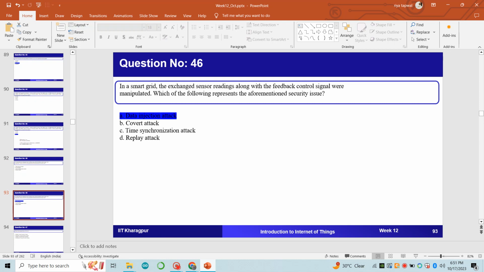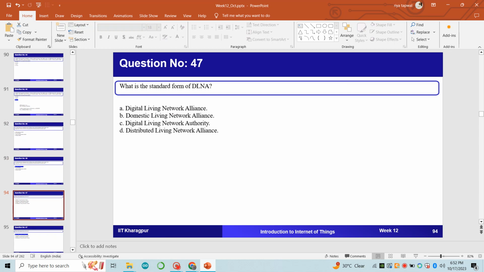Okay. Next question is, what is the standard form of DLNA? Options are A, Digital Living Network Alliance, B, Domestic Living Network Alliance, C, Digital Living Network Authority, D, Distributed Living Network Alliance. Anyone? Option A. Option A is correct, that is Digital Living Network Alliance.